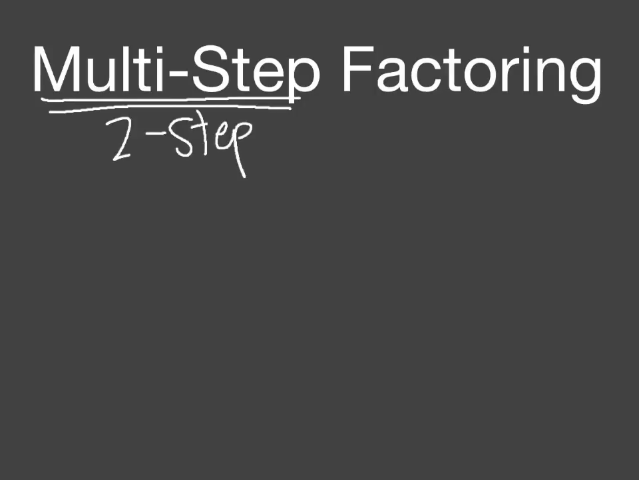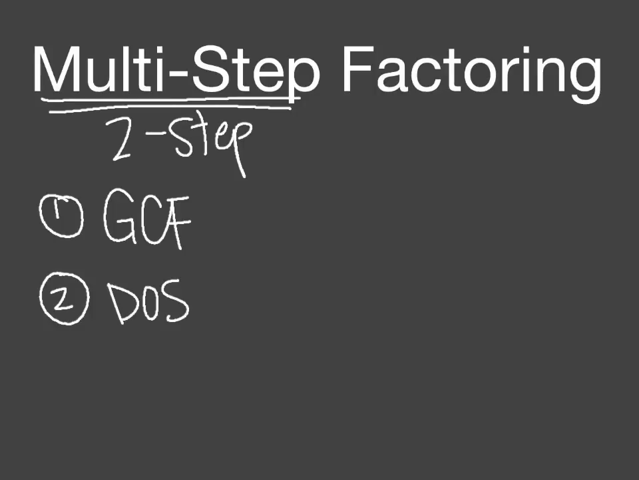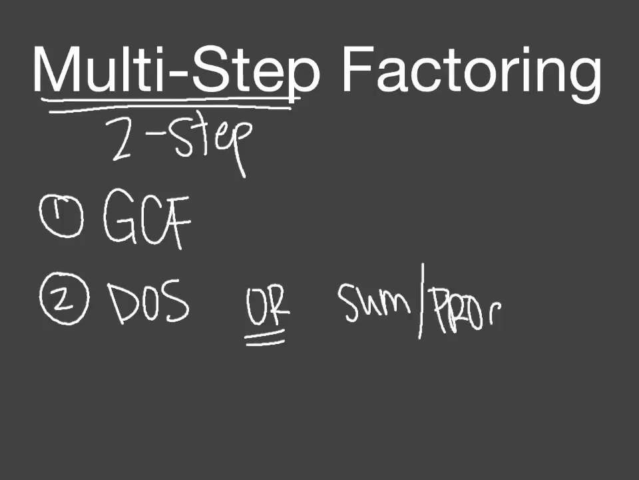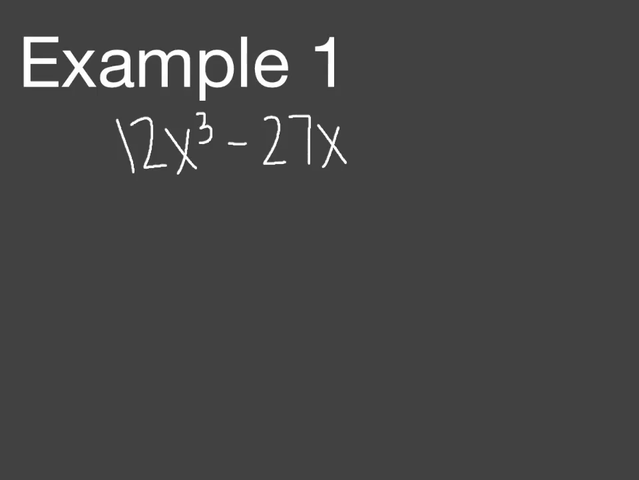And the two steps that we are always going to do is the first step is we are going to do greatest common factor. And then the second step, we are either going to do difference of squares or we are going to complete some product. Only one or the other there. So let's do one example before we try some practice problems.